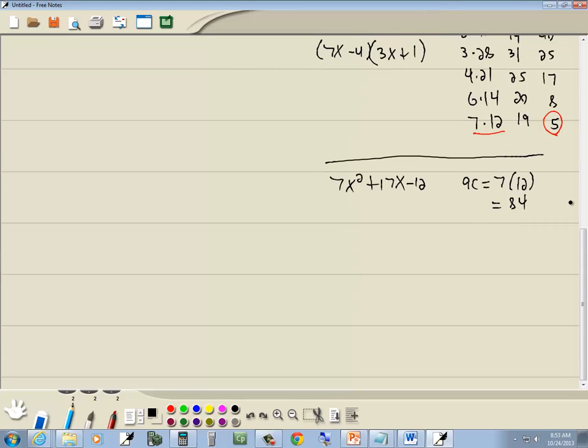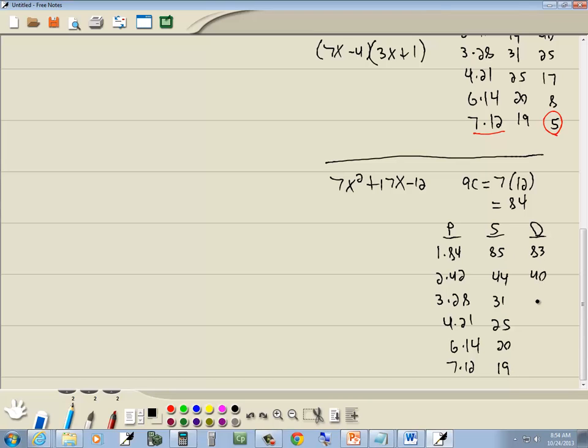Anyway, I'll write down the table again, just so we can see everything circled and everything. Okay, so we got 1 times 84, 2 times 42, 3 times 28, 4 times 21, 6 times 14, 7 times 12. I guess that's it. Add them. So it gives us 85, 44, 31, 25, 20, 19. Subtract them. Gives us 83, 40, 25, 17, 8, and 5.